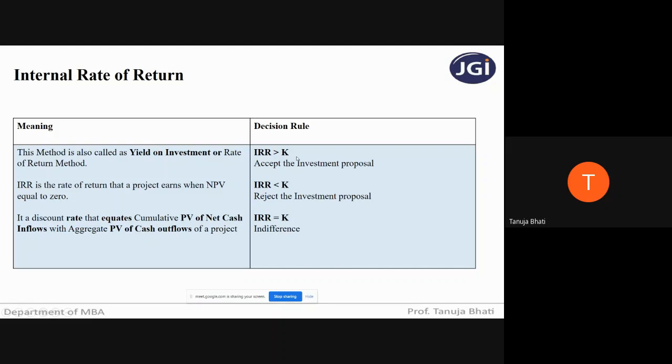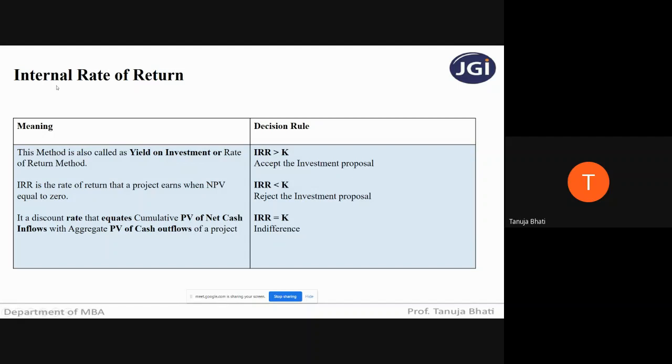as you already rightly have said, you have to accept the proposal. We are accepting the proposal in the decision rule. When the return is less than the cost, reject the proposal. And when the return is equal to cost, it is indifference, which means it is left to you whether you accept or reject, because the cost and the return are the same. So it is indifferent.